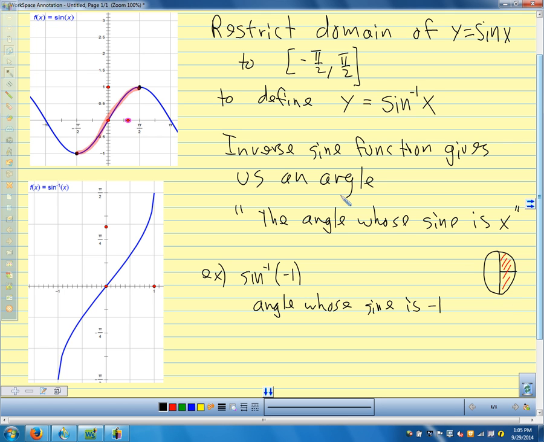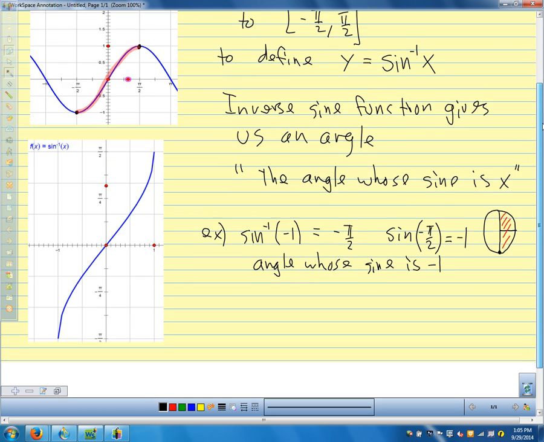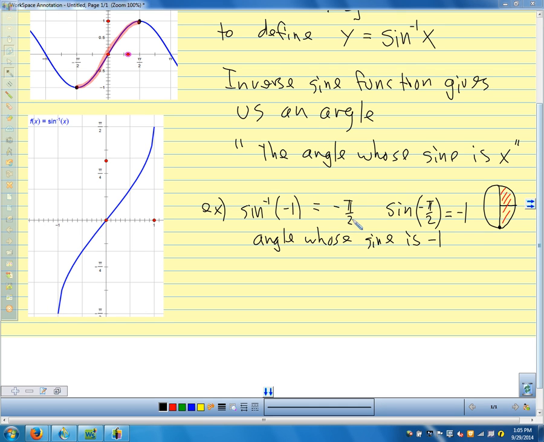With our inverse trig functions, we're always using radians. And we're between negative pi over 2 and pi over 2. So what would that angle be down here? Negative pi over 2. And that is because the sine of negative pi over 2 equals negative 1. So we're looking for the angle whose sine is negative 1. Let's look at another one.